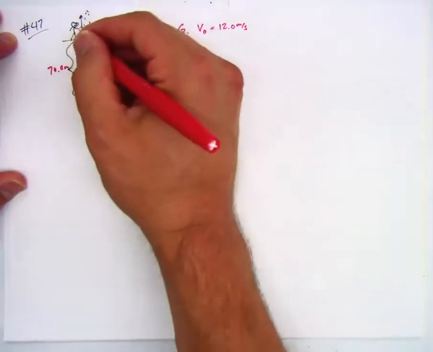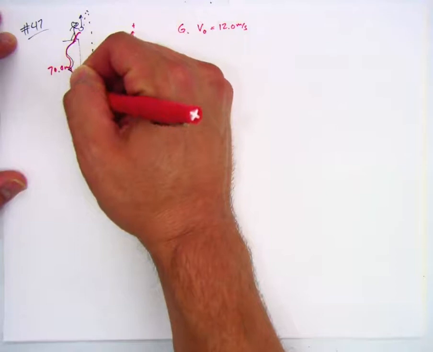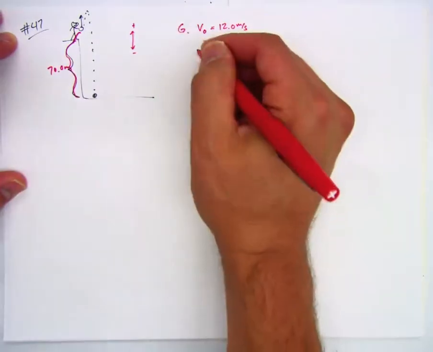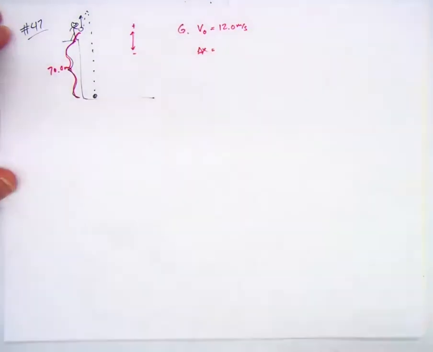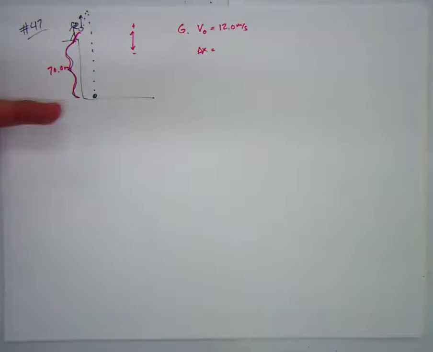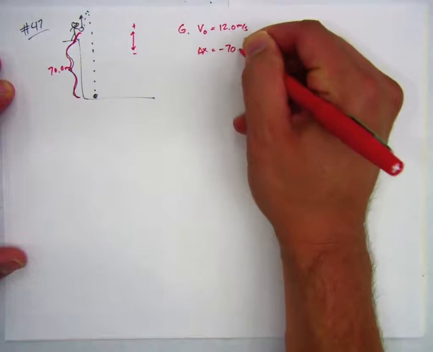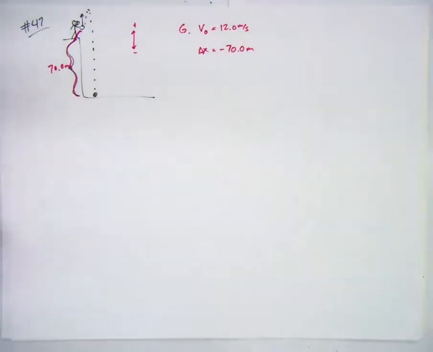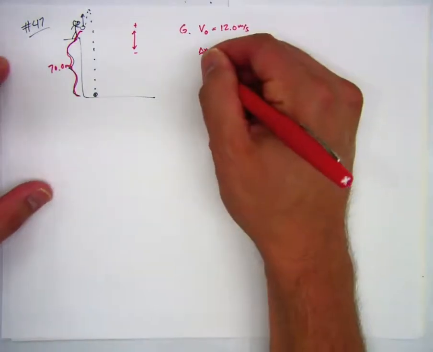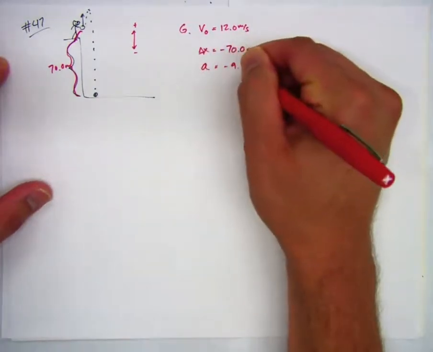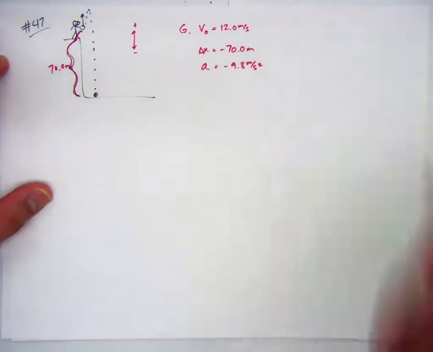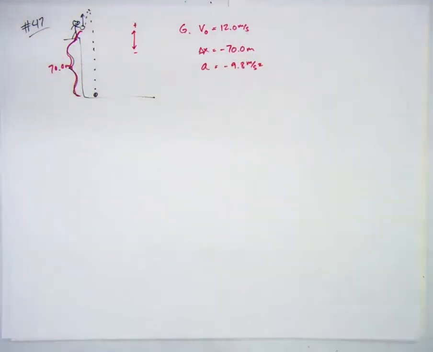So from where the ball starts, and this really should be the ball, make that perfectly clear, to where it lands, remember, ground is 0. Height of 70 means I'm starting in a positive position and I'm moving down back to 0. So my delta x is negative 70.0 meters for the whole flight of the ball. And it's in free fall. As soon as it leaves the hand, the acceleration is negative 9.8 meters per second squared. So these are the 3 things we know for sure about the ball.